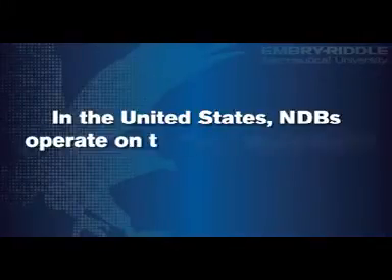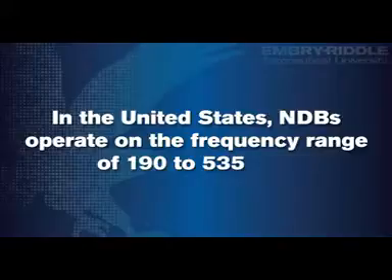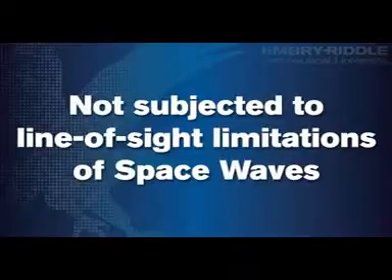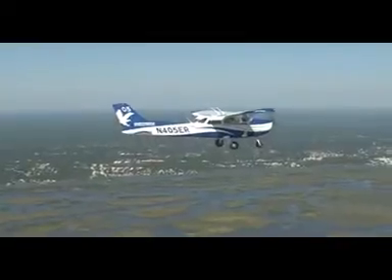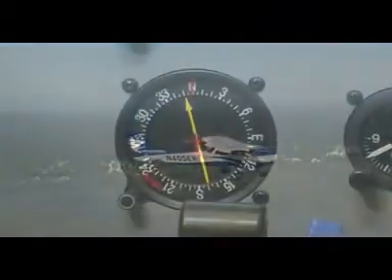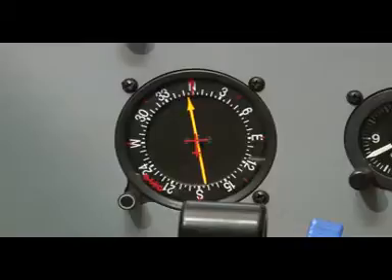In the United States, these NDBs operate on the frequency range of 190 to 535 kilohertz. Because NDBs operate in this low to medium frequency band, they are not subjected to the line-of-sight limitations of space waves. To navigate via NDBs, pilots need to have installed in their aircraft an automatic direction finder, or ADF.